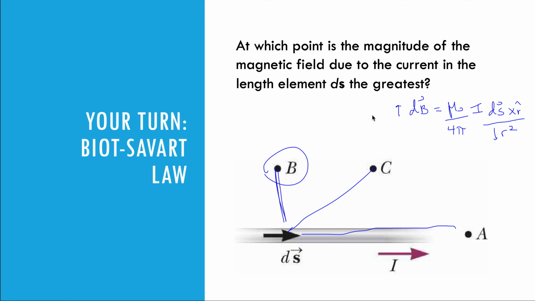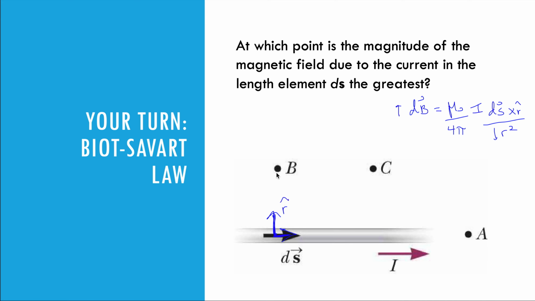However, you still want to take into account the fact that there is a cross product ds cross r, so it's good to practice drawing the r hat vector, which points from that ds element. And let's imagine that ds element started here, right below B, so the r hat points from the ds element to that point.